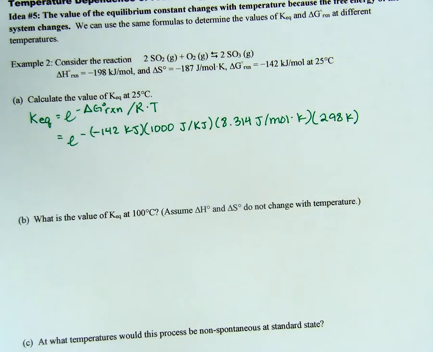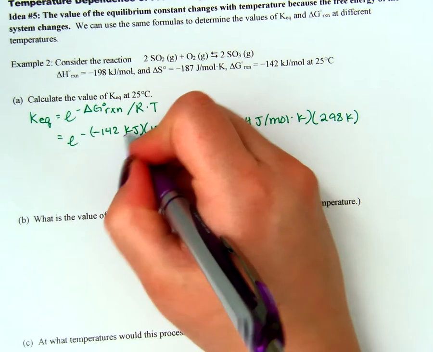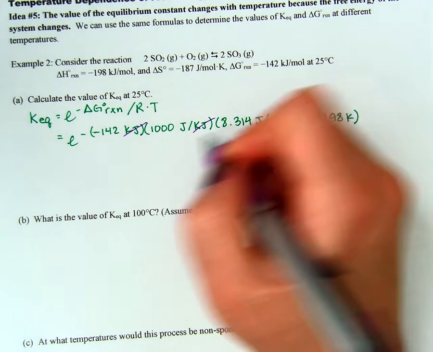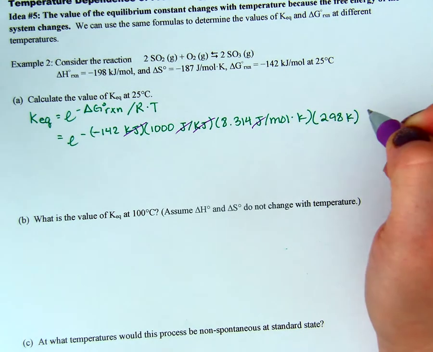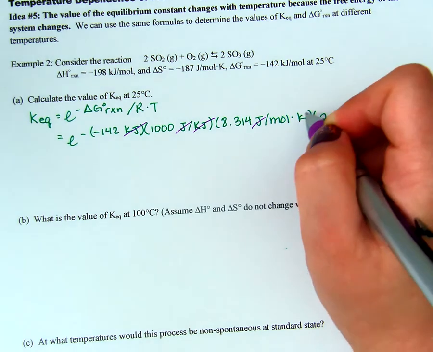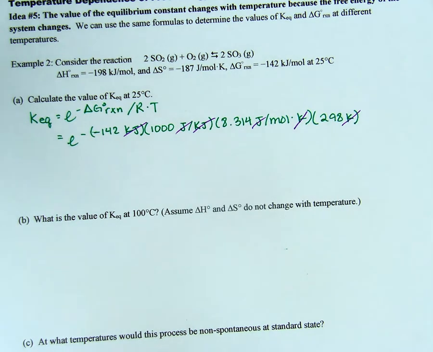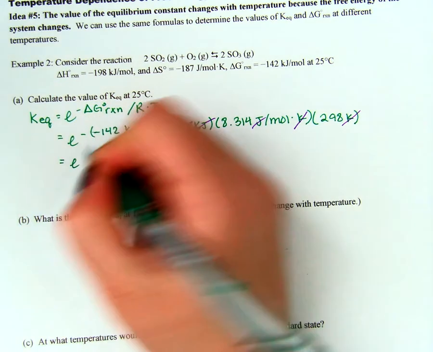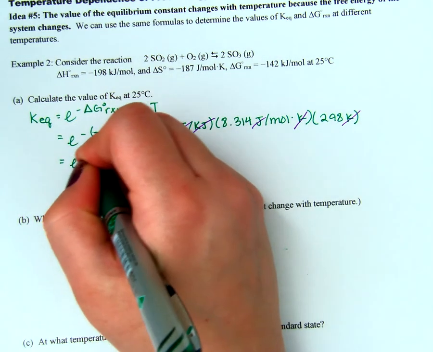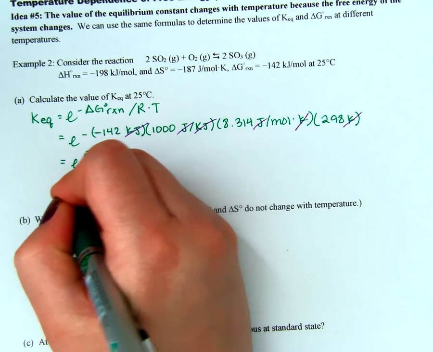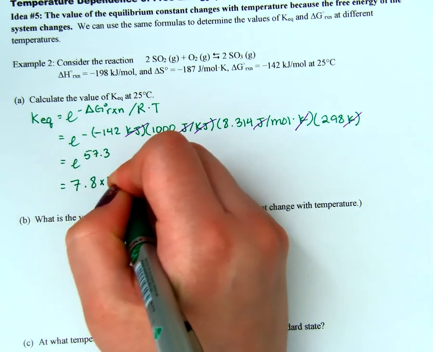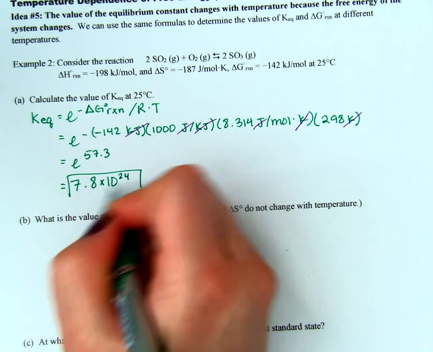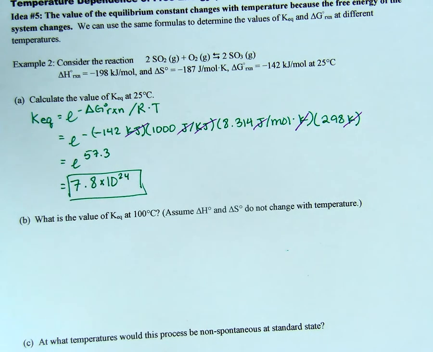Okay, so let's do our unit conversions here. So kilojoules cancel out there. Joules as well. And let's see, our kelvins will cancel out. And we're left in per mole. So my KEQ is E to the 57.3. Plugging that in, I get 7.8 times 10 to the 24th. And that's my new KEQ. It's huge at 25 degrees Celsius.